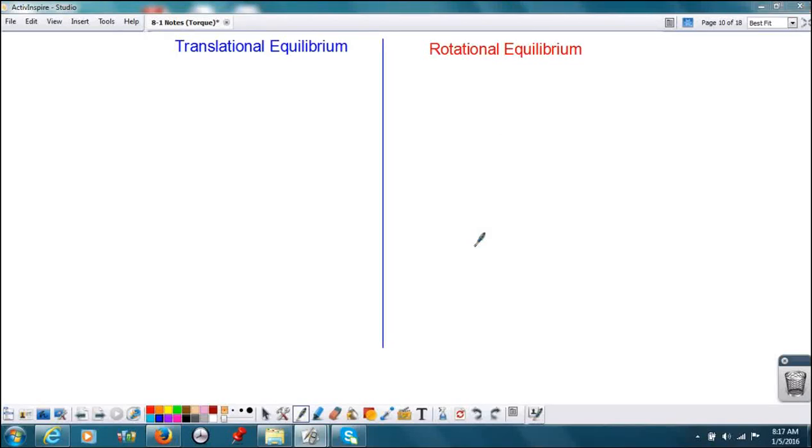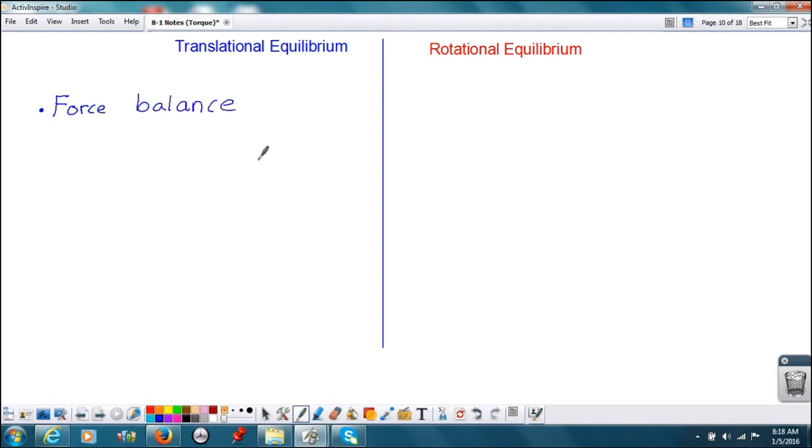All right, today we're going to talk about rotational equilibrium, but before we do, we're going to go back and just review translational equilibrium. Now, when we talked about it the first time, we just said equilibrium, but it's translational because it's moving in a nice straight line. When something is in translational equilibrium, the forces balance.